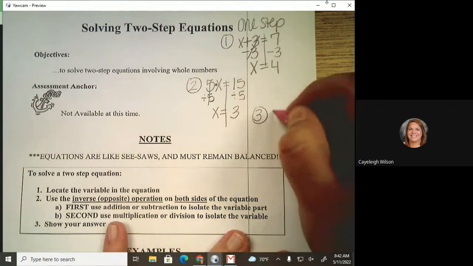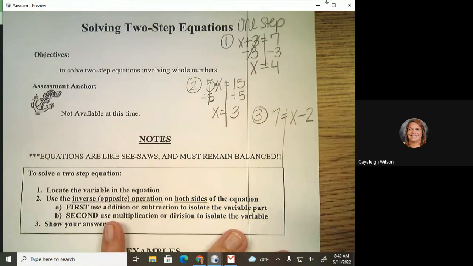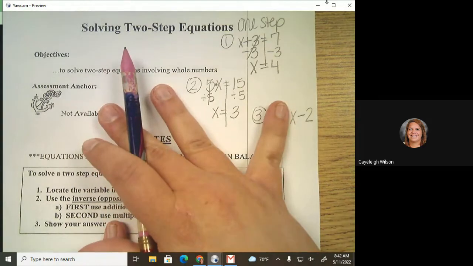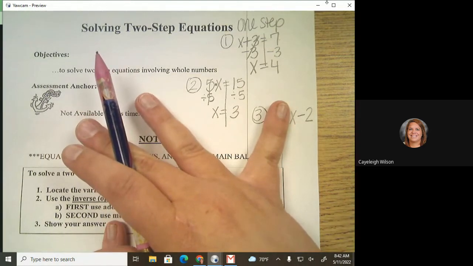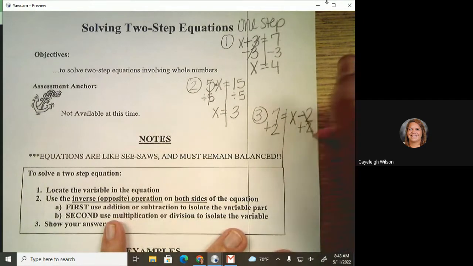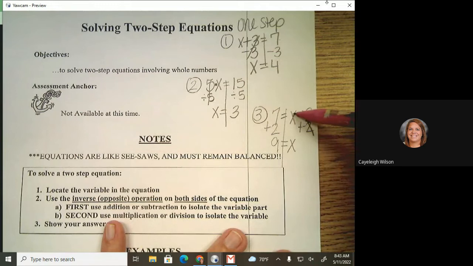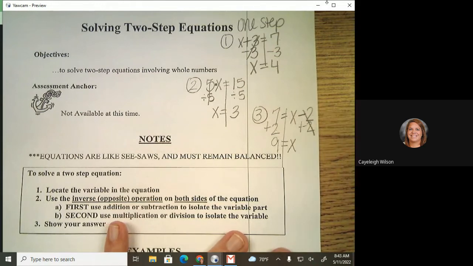Okay, this one. Okay, so I just kind of switched it around here. I put the x on the other side, but it's still the same. So 7 equals x minus 2. So I look at the side that the x is on, and I ask myself, what operation is between the x and the number? Well, it's subtraction, a minus, x minus 2. So the opposite of subtracting 2 is to add 2, once on each side of my equal sign. So negative 2 plus 2 is 0, and 7 plus 2 is 9. So 9 equals x. And check it. What is 9 minus 2? It's 7. So I know my answer is correct.